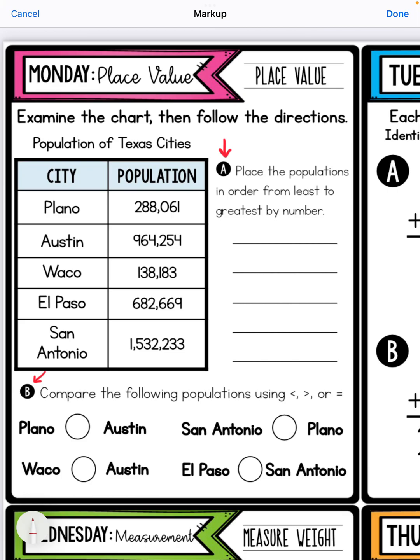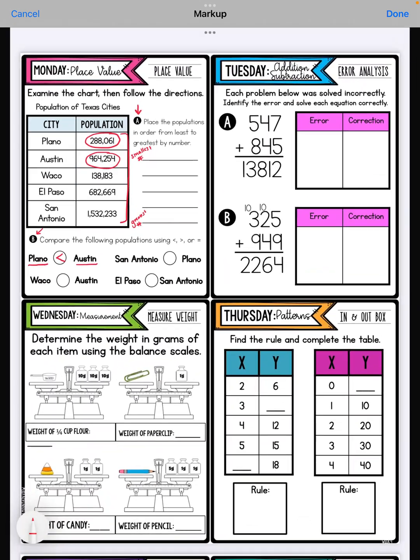So for this one, make sure you're putting the smallest number first. So finding that within this chart. And then the greatest number at the bottom, again, using this chart. Then you need to compare the population, so you're going to look back up into the chart, find Plano's population, and compare it with Austin's. So the Austin's is greater, so we're going to put the less than sign. And you'll do that for the rest of these.